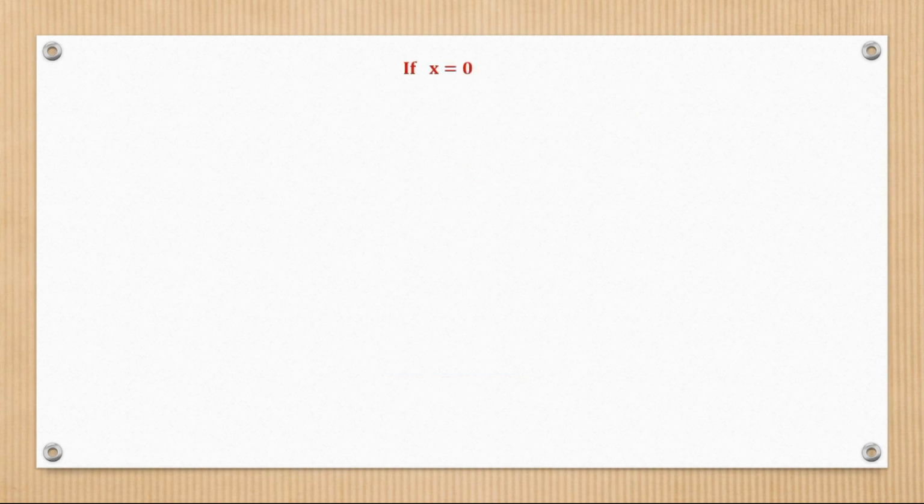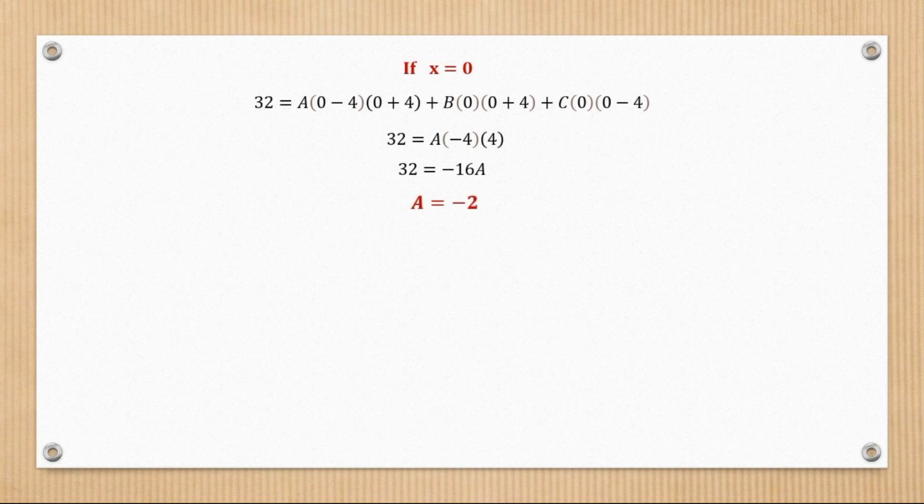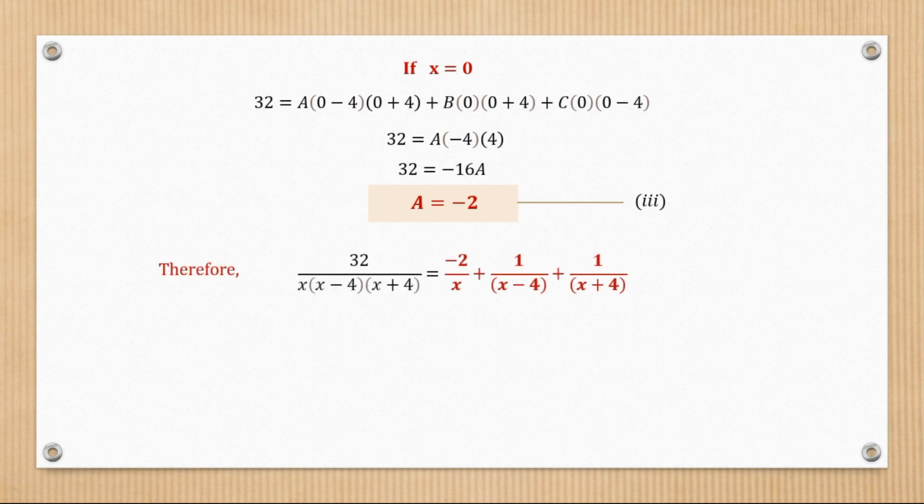Then lastly, to find the value of a, if we let x be equal to 0, we have 32 is equal to negative 16a, of which a shall be equal to negative 2, and that's going to be our value of a. So therefore, this is what we have as our final equation, and that's how we have it in partial fractions.